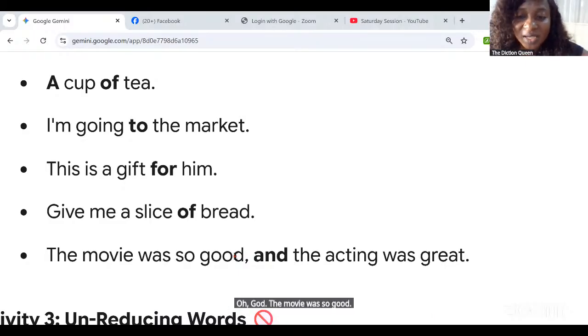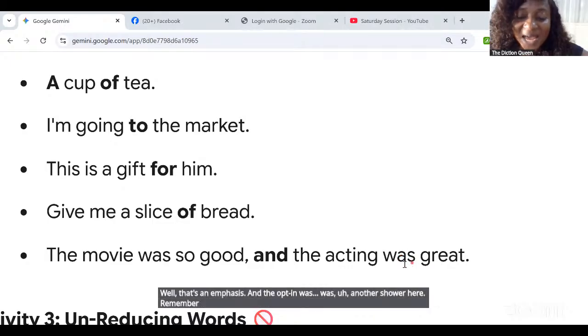And the acting was great. Now look at the THE here. The next word starts with a vowel. So we do not reduce the vowel here into a schwa. It has been reduced to E, but that's an emphasis. And the acting was, another schwa here. Remember to change the S to a Z, was great.